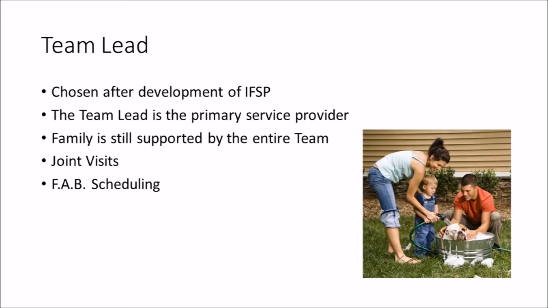The team lead is chosen after the outcomes are developed. The team uses the identified child and family concerns to identify a likely team lead. The team lead is not chosen until after the outcomes are developed using the information gathered during the evaluation and assessment process. Once the team lead is identified, the team also reviews how other team members will support that team lead and the family to support the child and family's achievement of the outcomes.